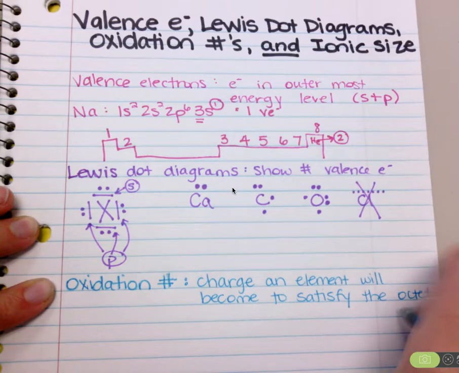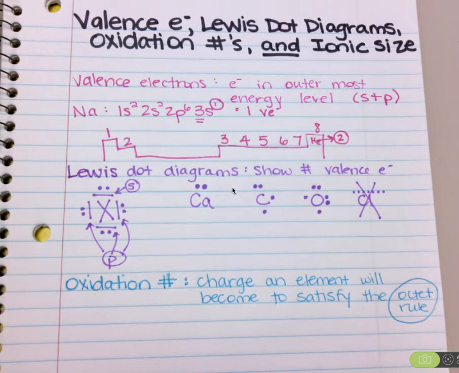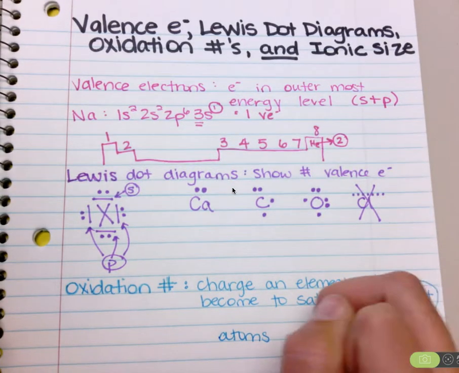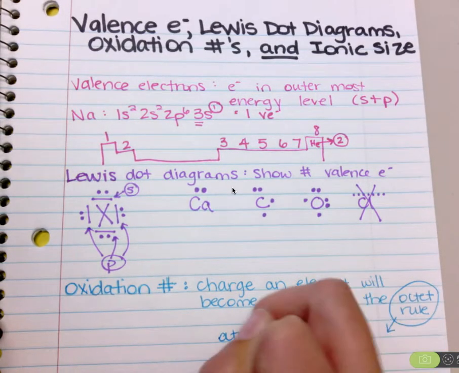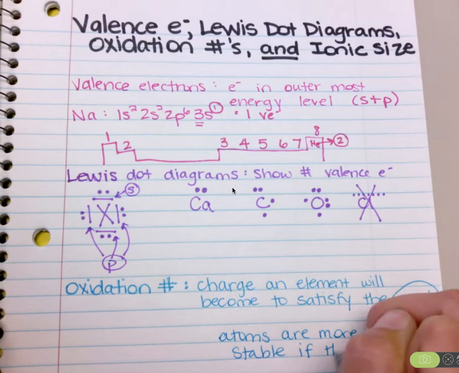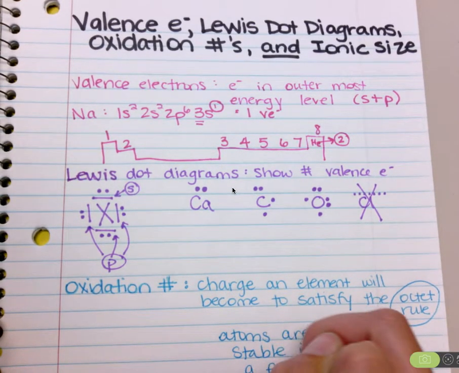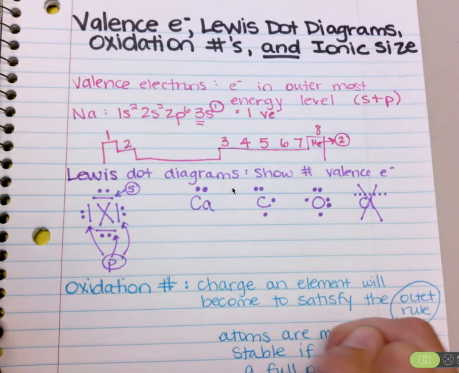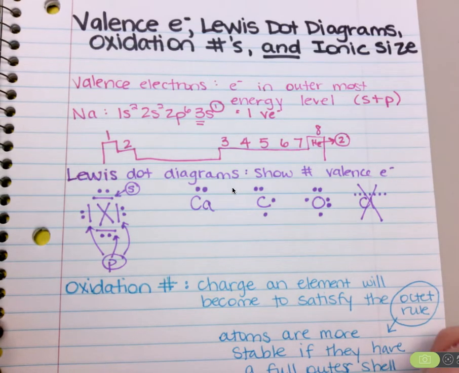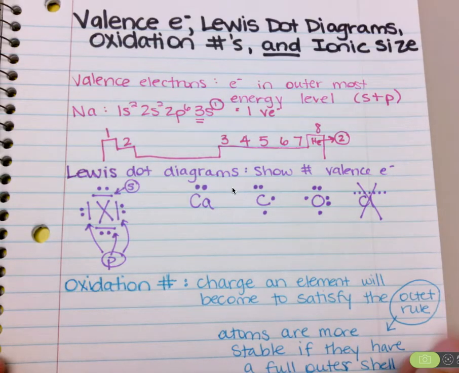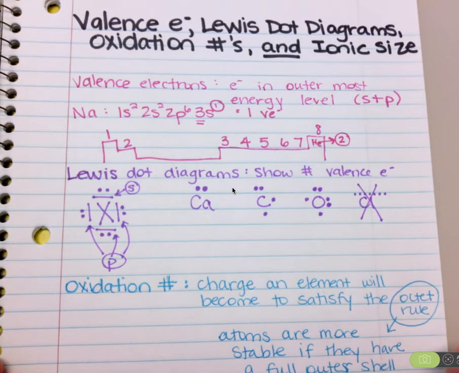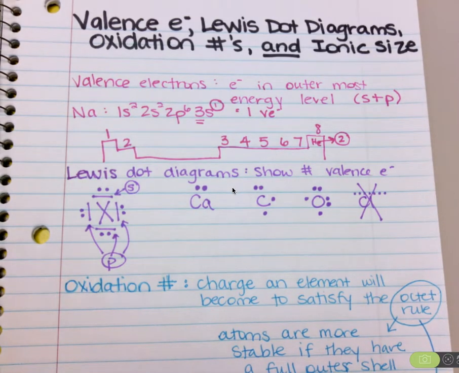the octet rule. Well, then your question should be, well, then what's the octet rule? The octet rule states that atoms are more stable if they have a full outer shell of electrons, if they look like a noble gas. So noble gases are something s2, something p6, and 2 plus 6 is 8. Oct means 8, so that's where we get the octet rule name.